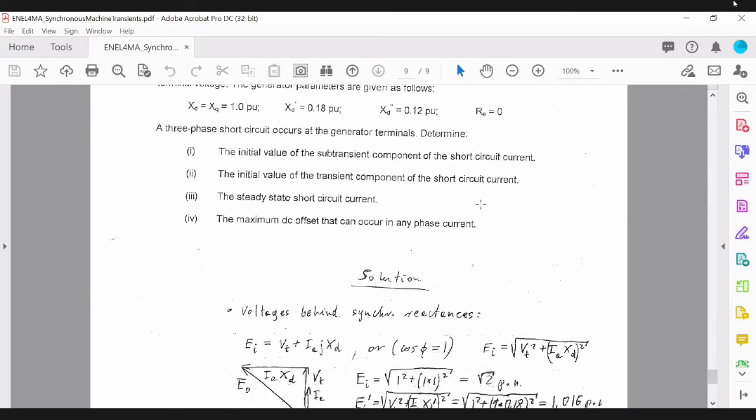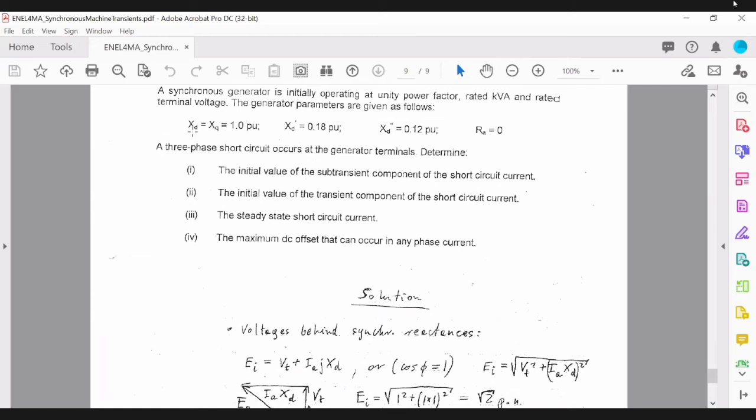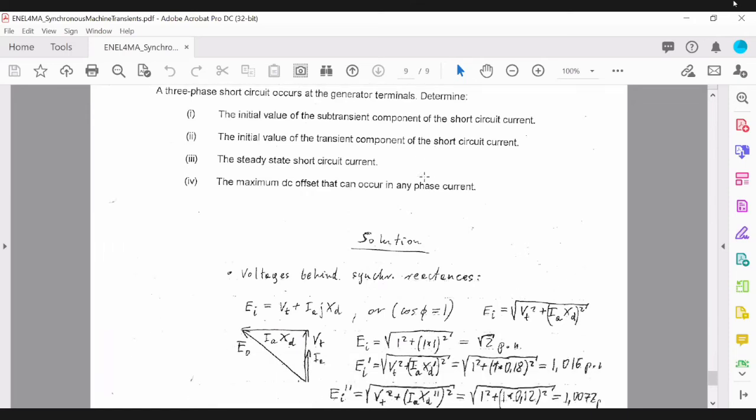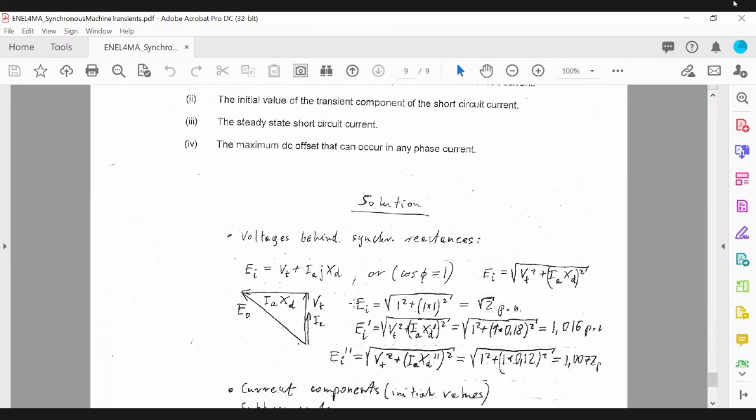Okay, so the values of XD, XD dash, and XD double dash are given, right? So you're asked to determine the initial value of the subtransient component of the short circuit current, right? So let's have a look here. As I said, the equivalent circuit of the generator for each of these periods will be different, right?